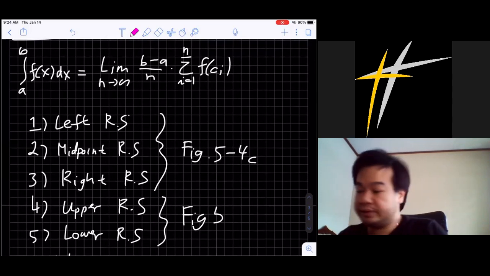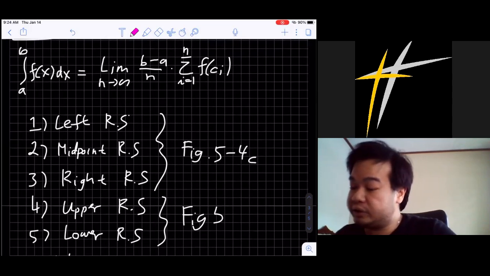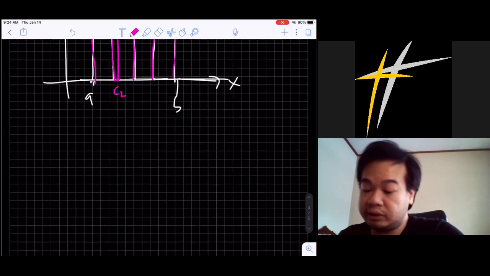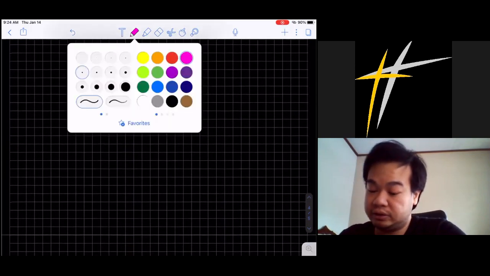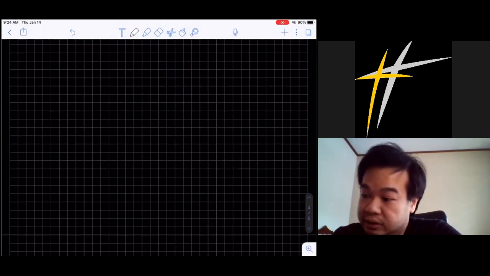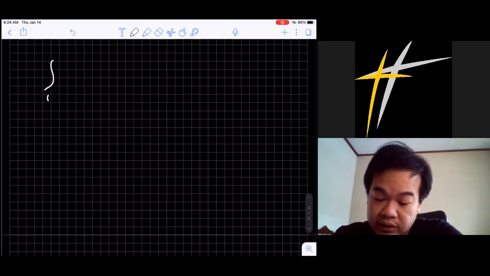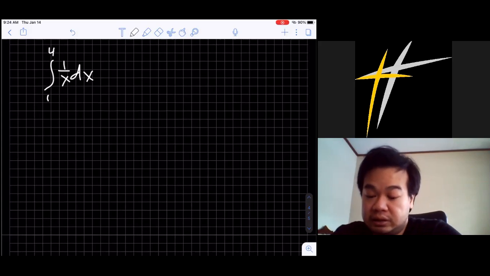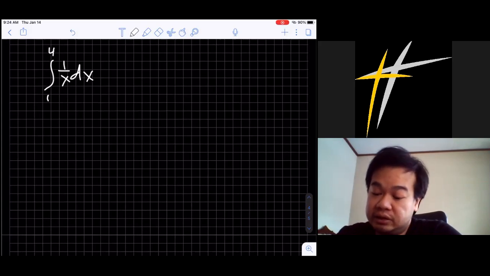Okay, now I'll give you an example of how to estimate it. I will use the equation in example 1, but I will change the instruction. For the integral from 1 to 4 of 1 over x dx, the instruction is to estimate.